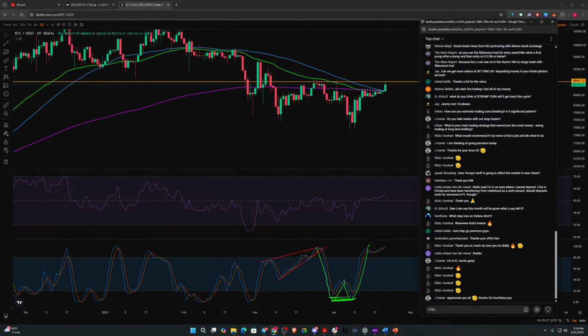Let's see. Stop loss on Solana short. I would say, definitely 155-ish. But if you're looking for a closer stop, probably above 140.